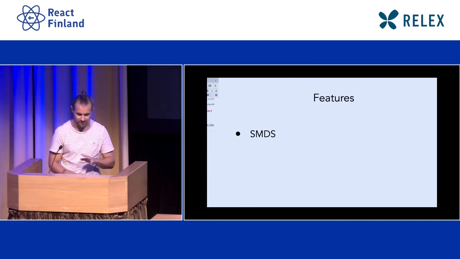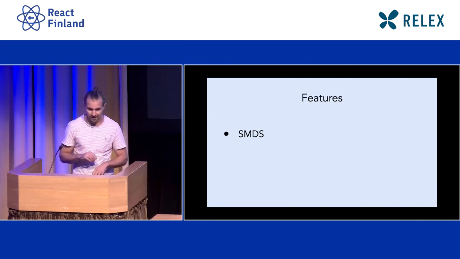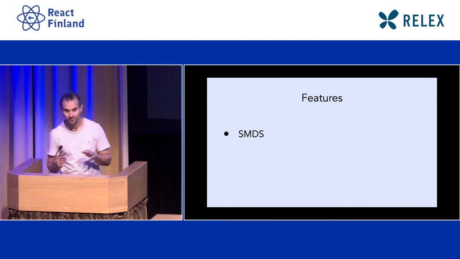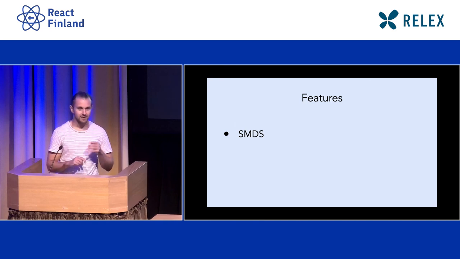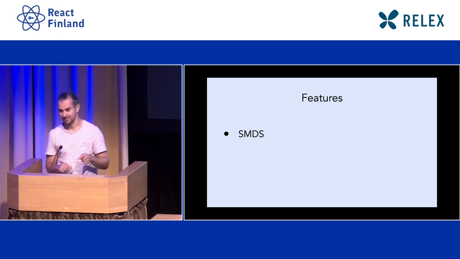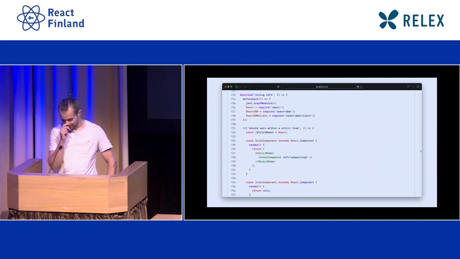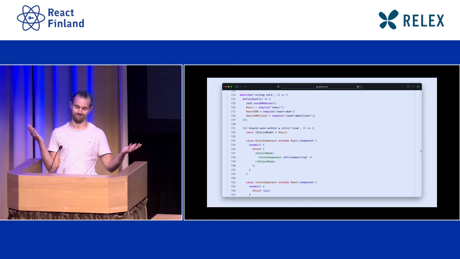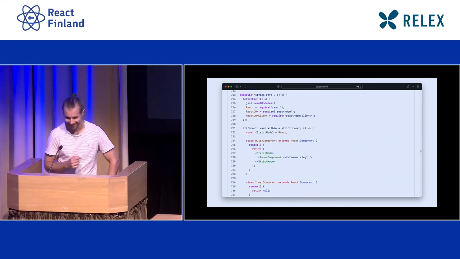But let me explain a bit about the background. It comes with SNDS. Never heard about it? Well, it's the strict mode detection system. I found it in the React code. So in their tests, how do they figure out that strict mode is on? They're basically catching console logs. Surprise, surprise.